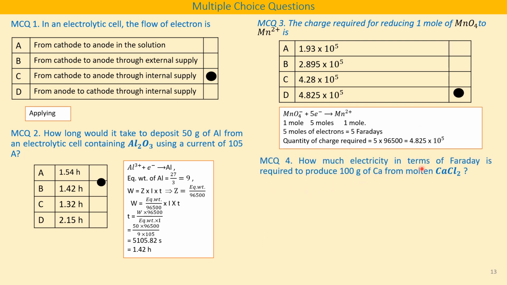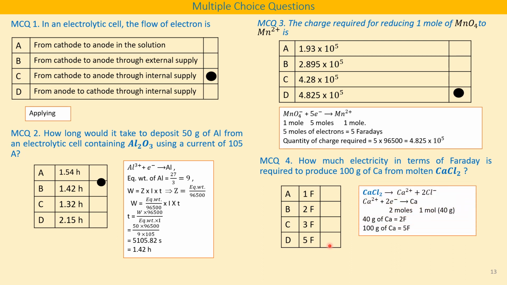Next question. How much electricity in terms of Faraday is required to produce 100 grams of calcium from molten CaCl2? Please read the question again, and the answer is one of the four options. A, 1 faraday, B is 2 faradays, C is 3 faradays, and D is 5 faradays. So pause the video and mark the correct answer.